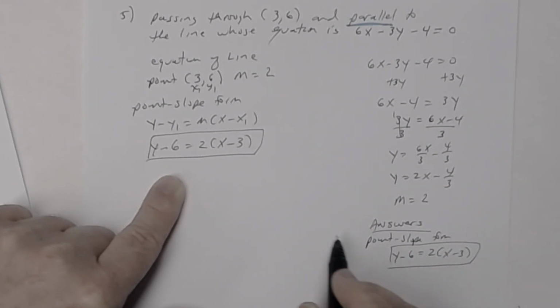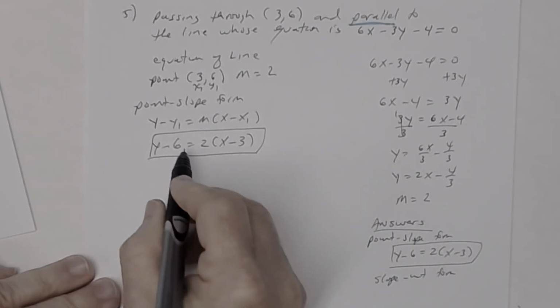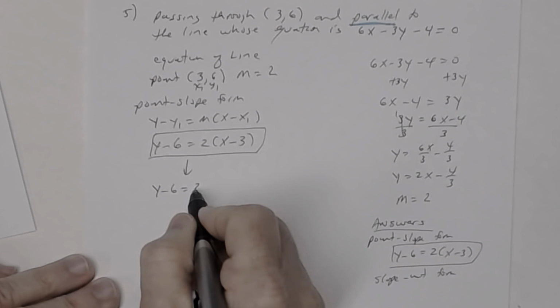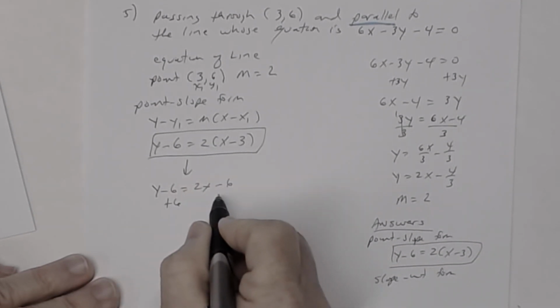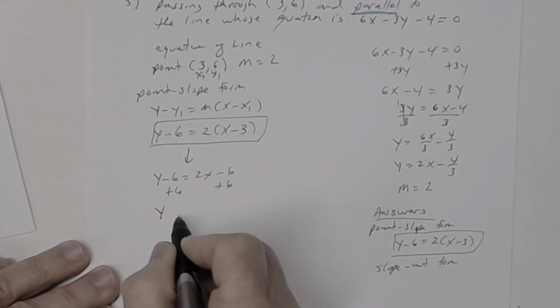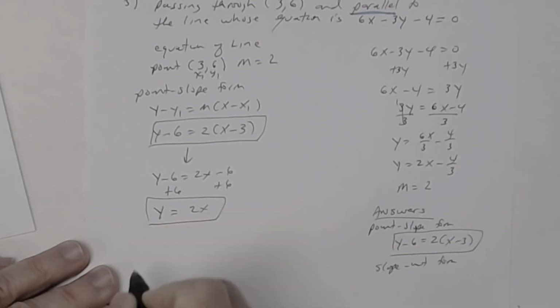All right, now you've got to transform this into slope-intercept form. So that's where we're going to take this right here and solve for y. So I get y minus 6 equals 2 times x is 2x, 2 times negative 3 is negative 6. And then adding 6 to both sides, I get y, and this is 0, equals 2x, and this is 0 as well. So that's it. Y equals 2x.